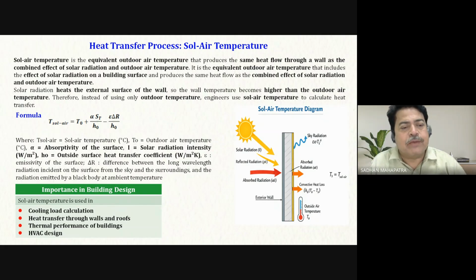Now, if the alpha is more, so the absorbability of the surface is more, then alpha ST by H naught will be more. So this factor will increase. If the radiation is more, again it will increase. If H naught is higher, then this factor will come down. Now H naught depends on the outdoor wind speed, which actually makes the convective heat transfer coefficient. If outdoor wind speed is higher, your H naught will be higher.